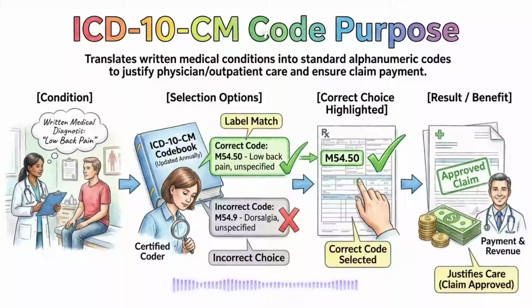The ICD-10-CM stands for the International Classification of Diseases, 10th revision, Clinical Modification. And its primary purpose is to translate written medical conditions into standard alphanumeric codes in physician offices and outpatient clinics. These codes justify why a patient received care, which means your choice of code directly impacts whether a medical claim gets approved. It is important to know that this code set is updated every single year. So staying current with the rules is essential for your success as a certified coder.